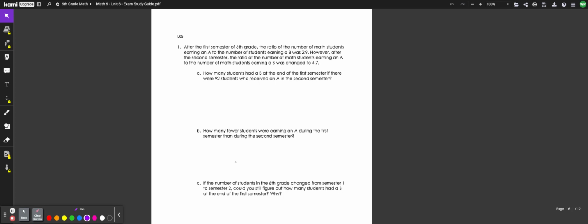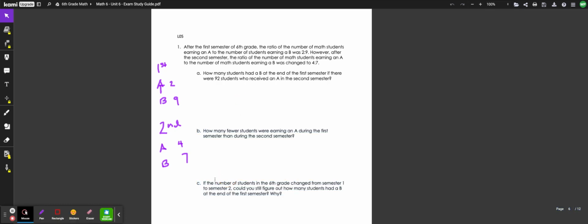It says, after the first semester of 6th grade, the ratio of the number of math students earning an A, so we have our first semester, and kiddos who are earning an A, and kiddos who are earning a B, was 2 to 9. However, after the second semester, so now we're in the second semester, the ratio of the number of students earning an A compared to the number of students earning a B changed from 4 to 7.